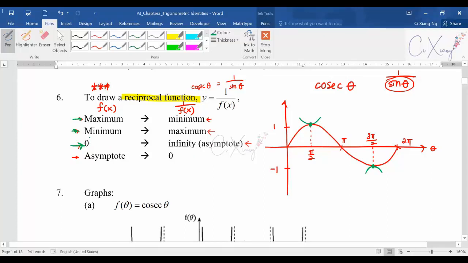Okay, so where is the 0 for your original graph? There are a few right here. This one, and also this one. There are 3 zeros here in the original graph. So when you want to draw the reciprocal function, all these three values here will become asymptotes. Asymptote means that it will actually become a straight line that the graph will not touch or go through. So at this point it will become an asymptote as well, and also this one it will become an asymptote as well.